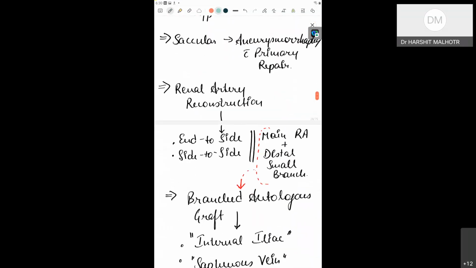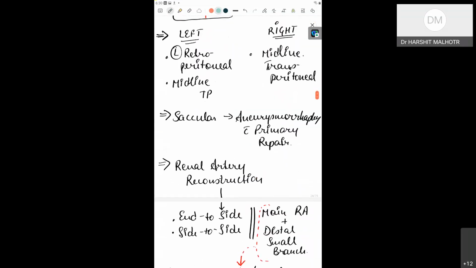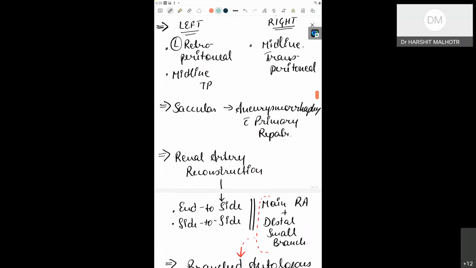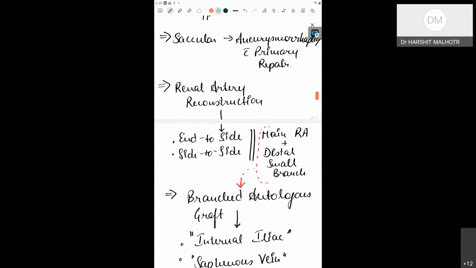Renal artery reconstruction, when it is required, which is commonly required for a fusiform aneurysm when complete circumferential involvement is there. In that case, end to side or side to side anastomosis of a main renal artery with distal small branches is done. In a case of side to side anastomosis, two of the distal small branches are anastomosed side to side to form a major caliber, so that it can be finally anastomosed with the main renal artery to maintain the continuity of the blood flow.